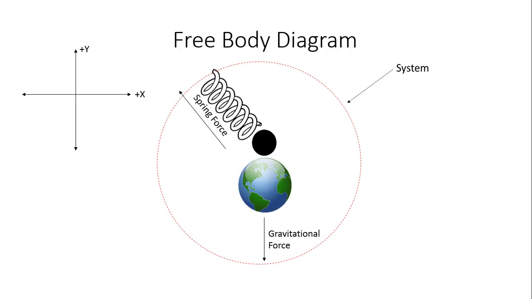Here in our free body diagram, we see that the positive x-axis points to the right and the positive y-axis points up. You'll notice that the spring, the earth, and the mass are all included in our system.